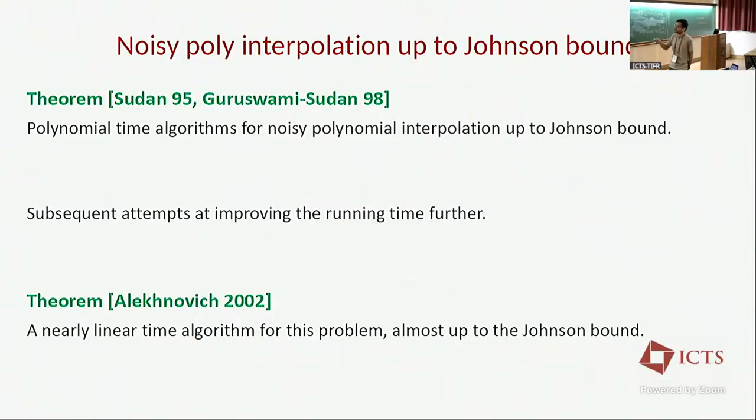And this "most" is because Aleknovich's algorithm works up to epsilon close to the Johnson bound for any epsilon greater than 0. Guruswami Sudan works up to the Johnson bound. So that's the only difference. So Aleknovich's algorithm should be thought of as a nearly linear time analog of Guruswami Sudan's result.